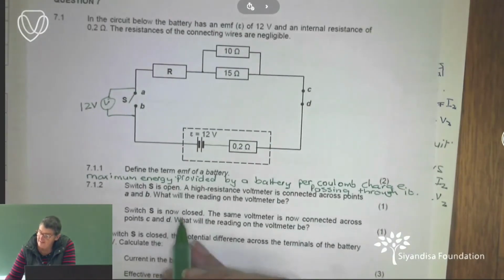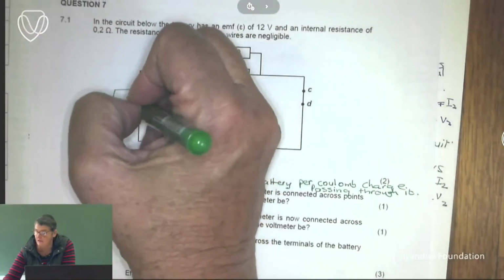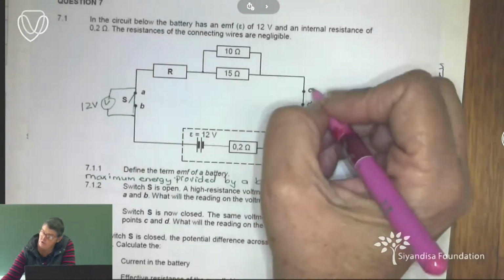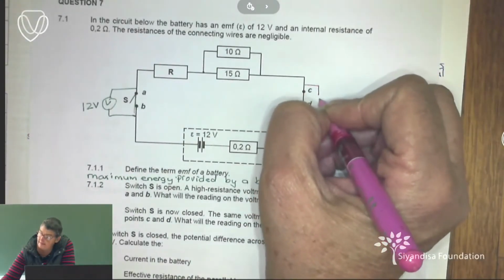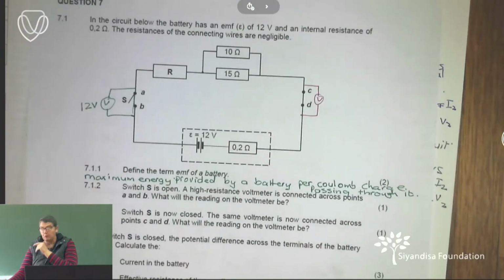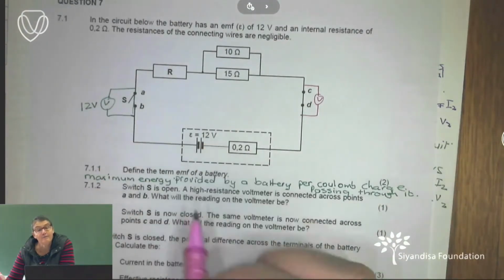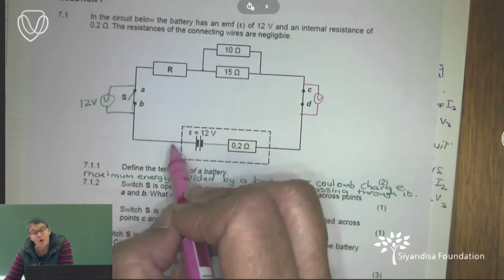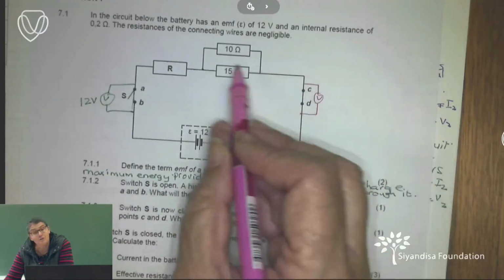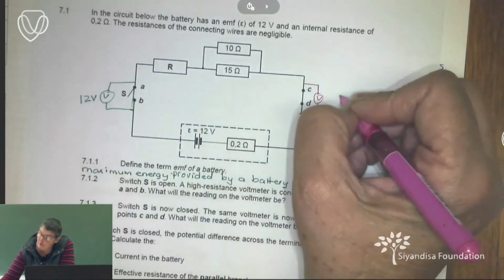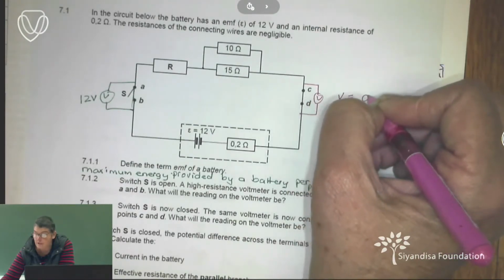Okay. Then they say to us, switch S is now closed. So now it's closed. And now we go and we connect a voltmeter across C and D. And now they want to know from me, what is that voltmeter reading going to be? Right, now there is my potential difference. What is happening now is the circuit is working. Okay, so across this point, my potential difference is going to be equal to 0.